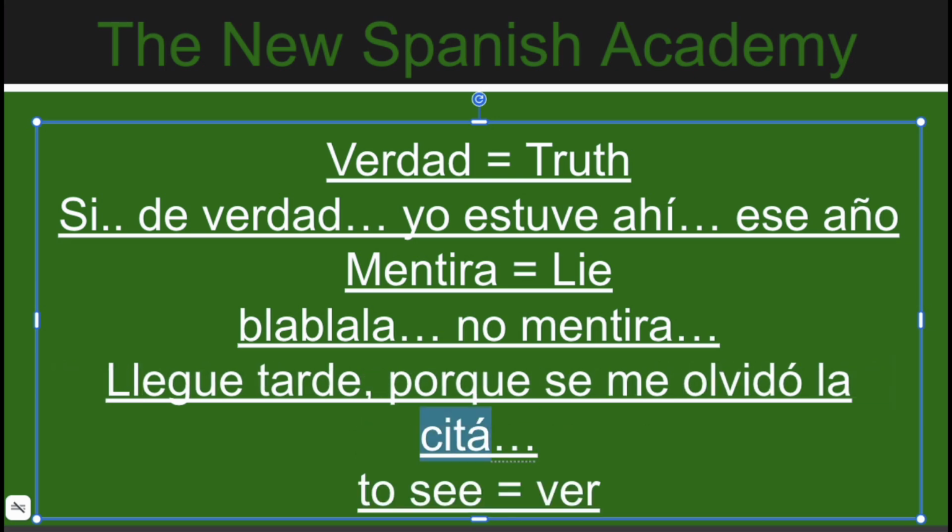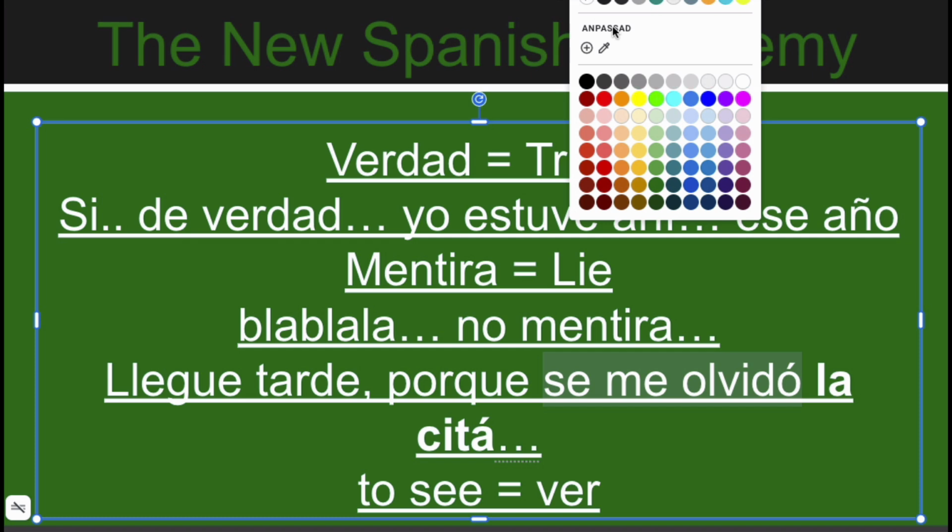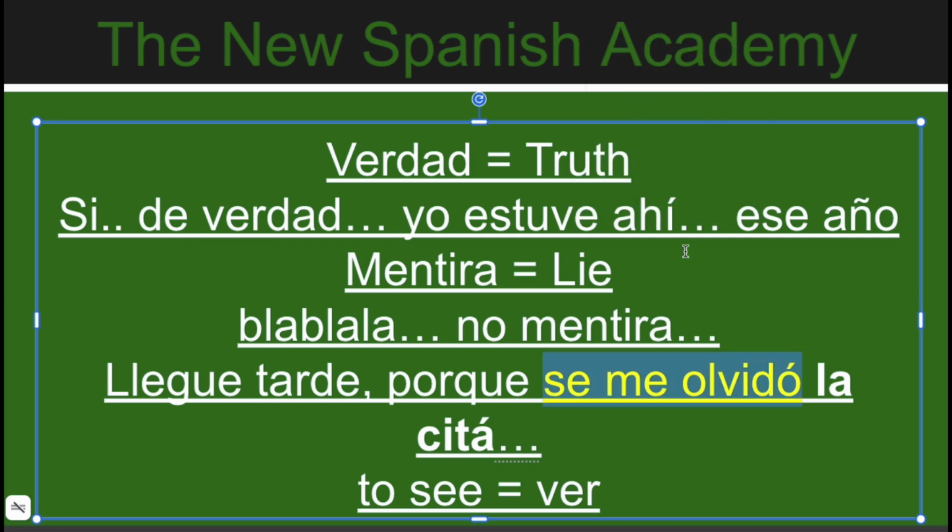La cita. Okay, so here we have a couple of good phrases for you. We have la cita, and especially we have se me olvidó. And I think this is very good for you as a person who is learning Spanish to know this one. Se me olvidó. So say with me now 10 times. Se me, it to me, olvidó. So you are talking about something, that thing to me, forgotten.